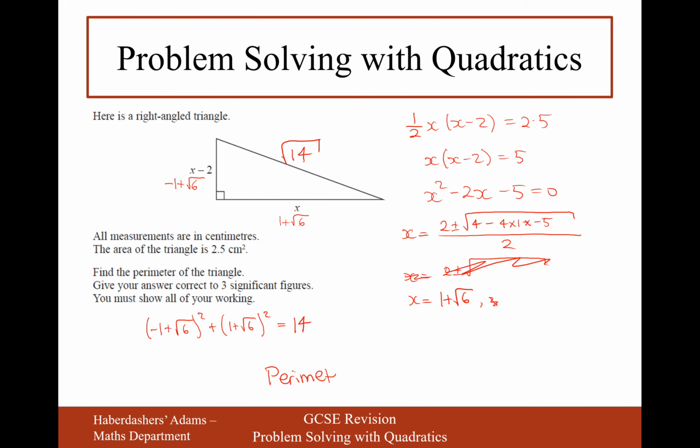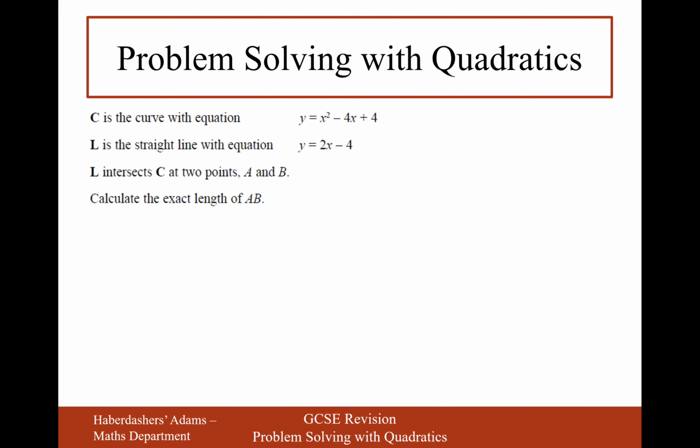So perimeter is going to equal minus 1 plus root 6 plus 1 plus root 6 plus root 14. So the 1 and minus 1 cancel out, so it would be 2 root 6 plus root 14. But it does say it to 3 significant figures, so I can't leave my answer like this. 2 root 6 plus root 14 gives me an answer of 8.64. Okay, so there we are, that's the answer to that question. Let's move on to the next one, pause the video and give this one a go.